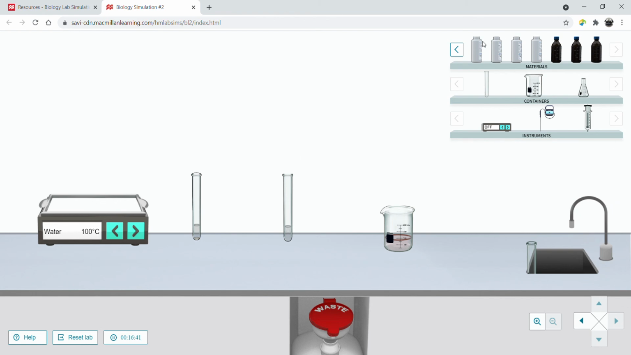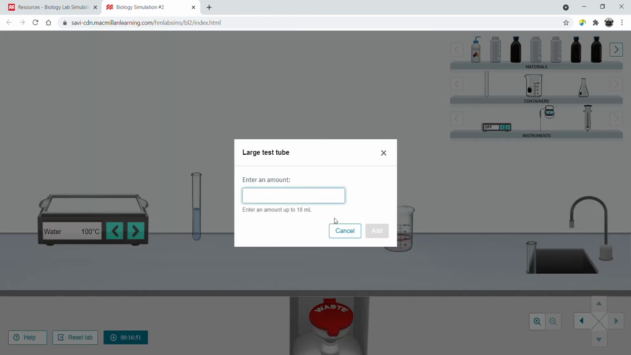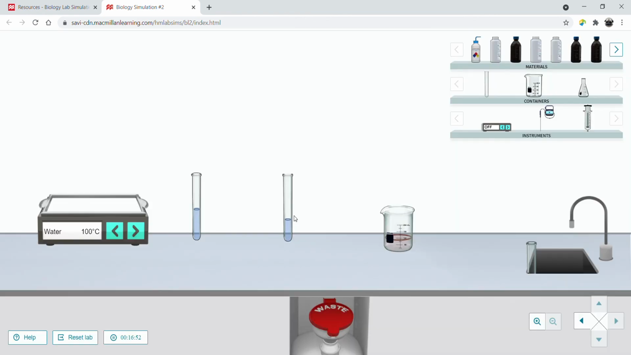All right. And now we're going to add our Benedict solution. So we're going to put the potato in, and we're going to wait about a minute. Will it let us do both at once? It will not. Nope. Oh, it won't. Okay. Ah, there it is.